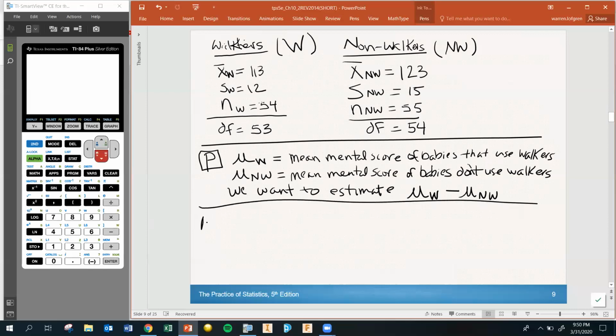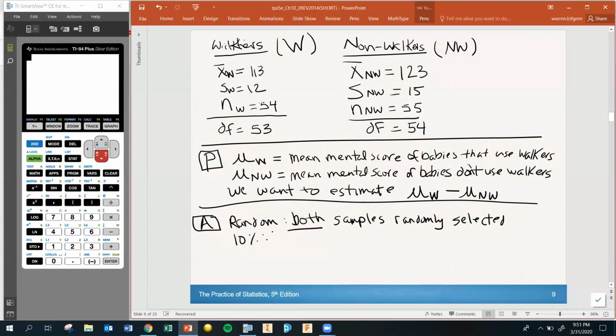Before I run out of room here, we'll check the conditions. So we know what the three condition checks are. One is random. If you look back at the problem, it clearly stated that both of the samples were randomly chosen. So I'm going to write that, but I have to emphasize that I'm checking this for both. Both samples are randomly selected. So we're good with the random condition.